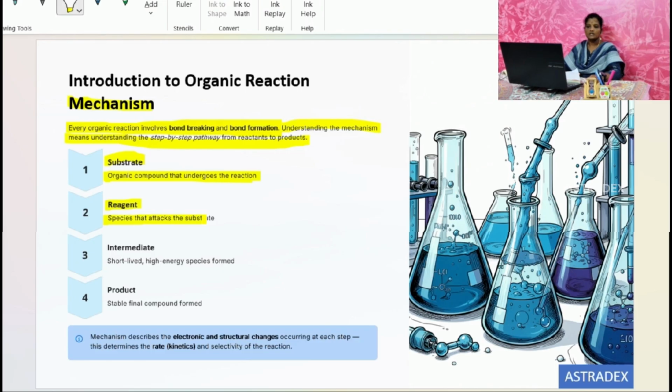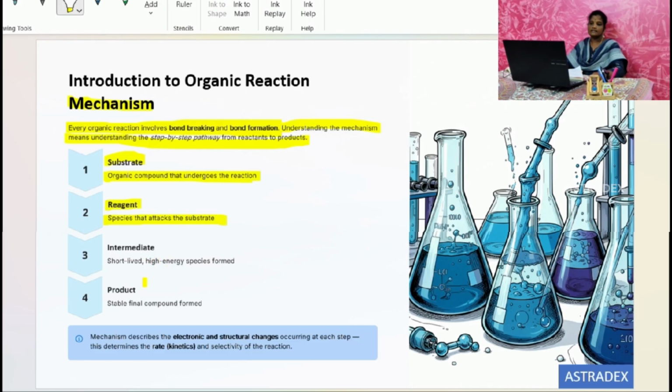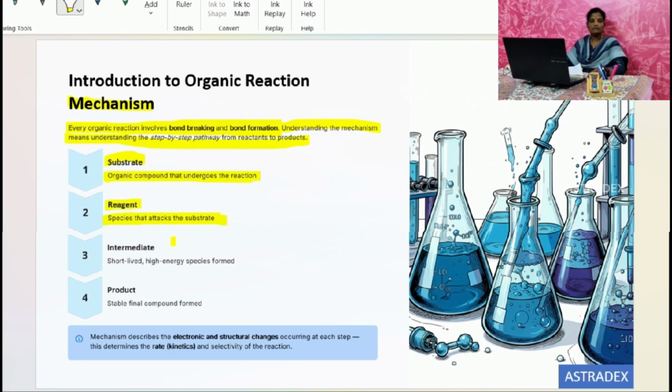So the species which attacks the substrate, we are going to call a reagent. In simple terms, we can say attacking agent. It is going to attack the substrate. Then only the reaction will take place. As usual, a bond breaks and a new bond will be formed.